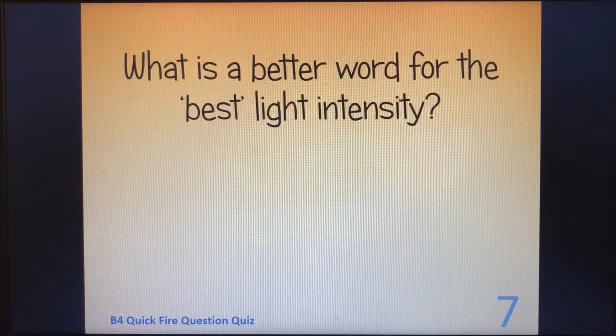Okay, question 7. What is a better word for the best light intensity? Okay, so a better word for best. So this is where we're looking at our graphs for photosynthesis, and we say this is the best light intensity is whatever it might be. What's a better word than best?